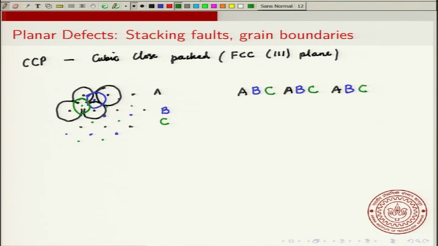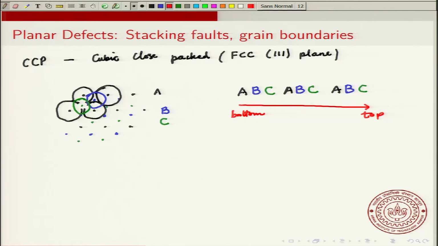As you go from the bottom to the top, in this direction, or vice versa, you can go the other way also, it is referred to as an ABC type stacking.